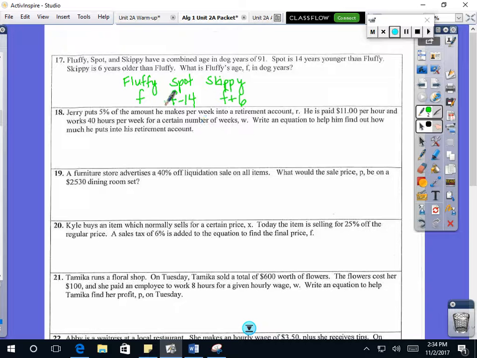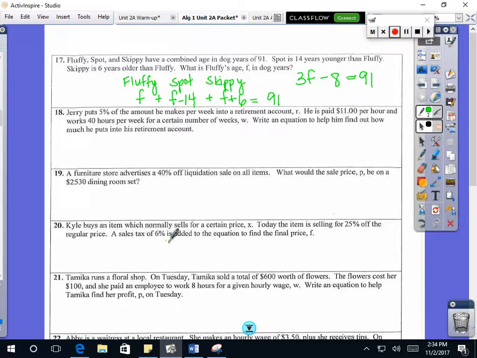Then it'd be negative 14. So we're going to add them up, and it should add up to what? 91, because their combined age is 91 years. Now we're going to combine like terms. So 3F plus 2 minus 8 equals 91.